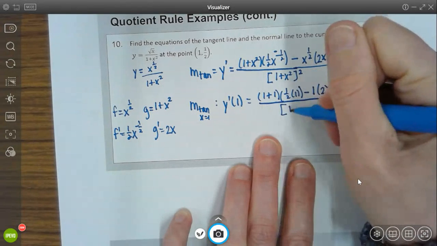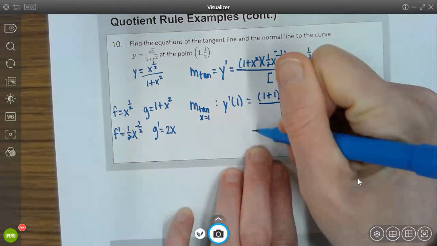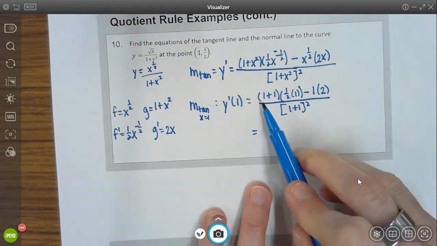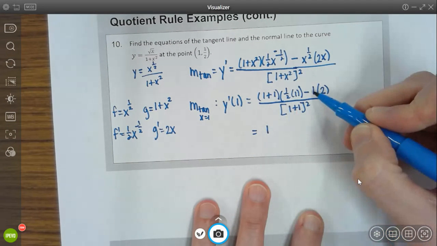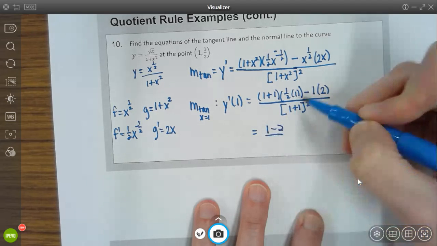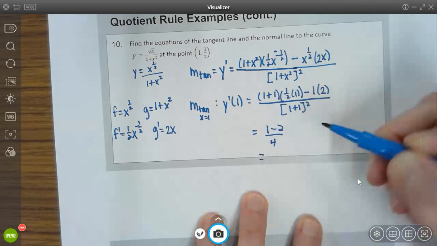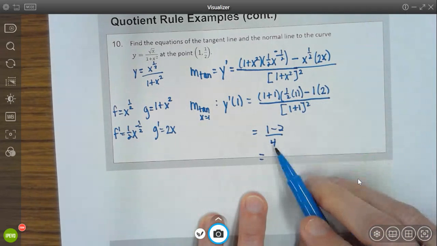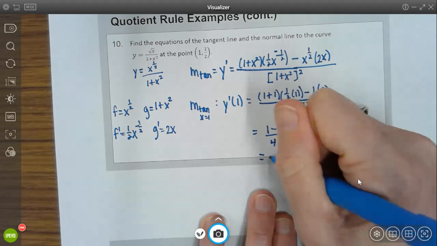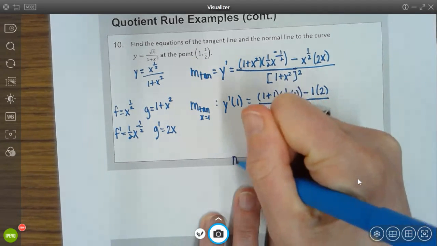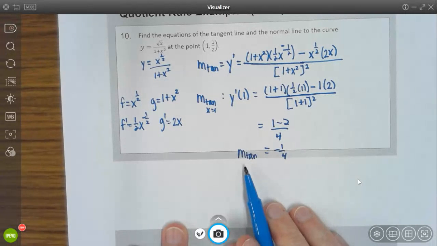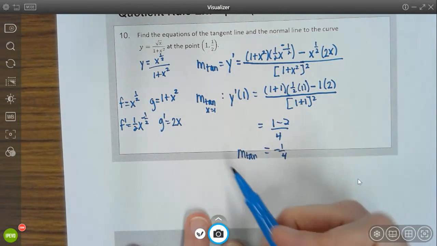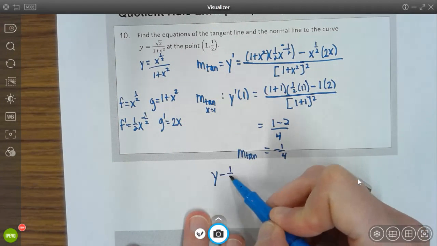1 plus 1 squared is 1 plus 1 squared. And then I'm just going to do the math. So 1 plus 1 is 2. 2 times 1/2 is 1. 1 times 2 is 2. So I get 1 minus 2 over 4. That's going to give me negative 1/4. And that's my slope of my tangent line. And with that tangent line slope and that point, now I can write my equation of my line.